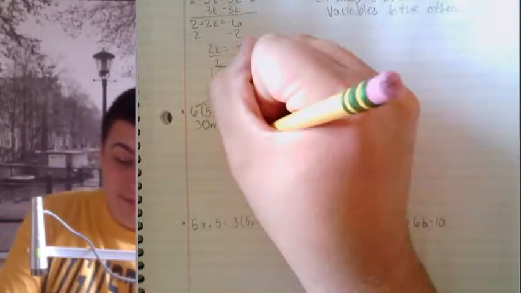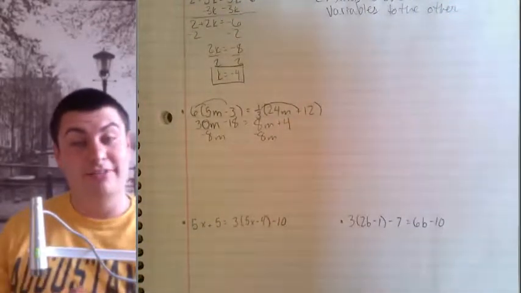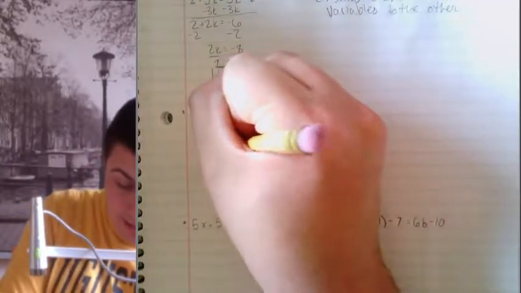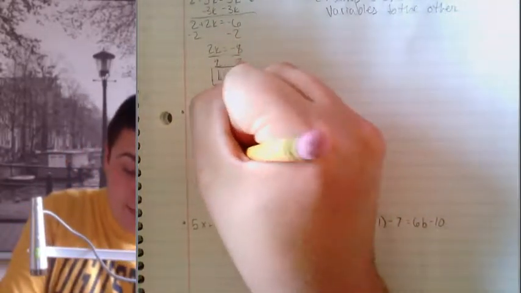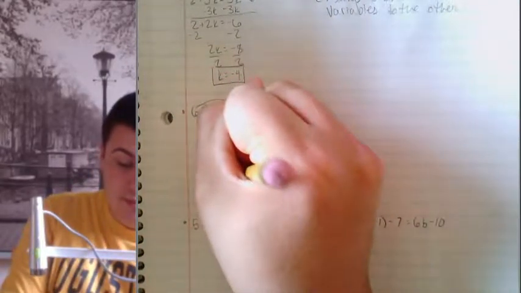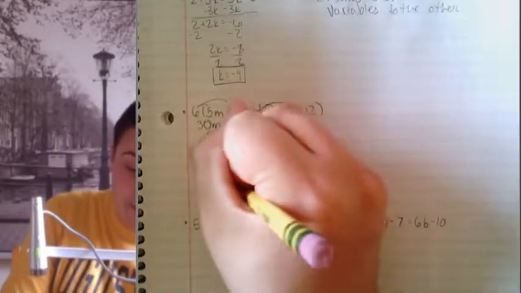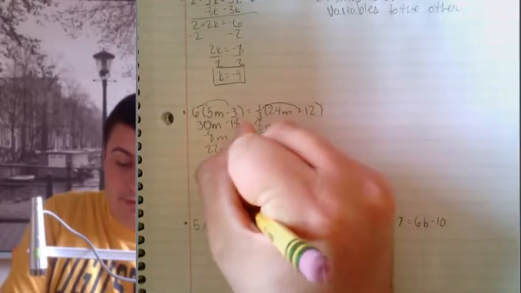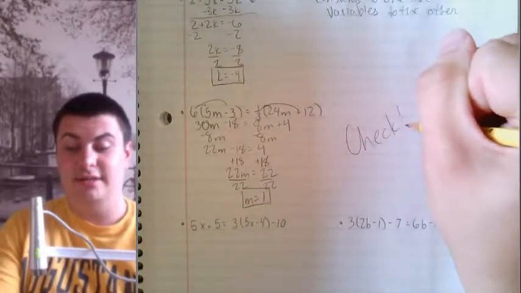Now I'm going to subtract 8m from both sides to get all of my variables to one side, and be left with 22m minus 18 equals 4. I'm going to add 18 to both sides and then have 22m equals 22. I'm going to divide both sides by 22 and be left with m equals 1. Remember, if you're ever in any doubt, plug it in and check.